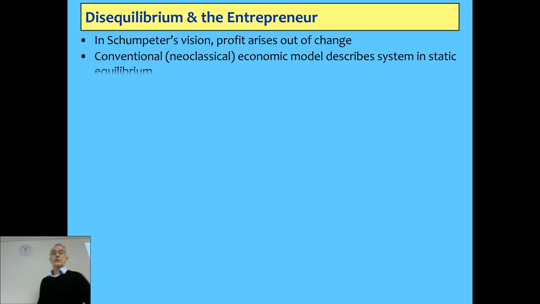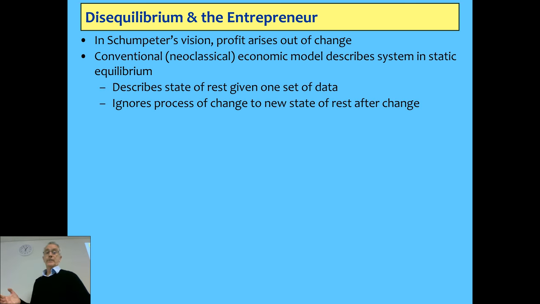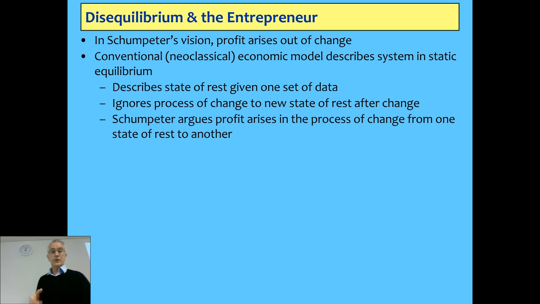So his idea was you have a neoclassical theory describing a situation with no change, a state of rest, given one set of data. But it ignores what happens when a change comes along. So somebody invents a new form of screen for mobile phones. Or, has anybody bought those goggles for looking at 3D games yet? Okay, they're coming. They certainly exist. But ultimately, it's quite possible you'd wear glasses to watch your computer screen rather than having a screen at all. They're getting better and better at that technology.